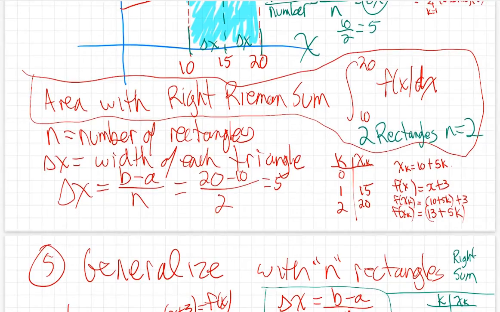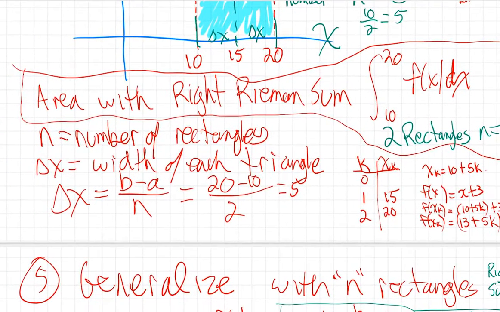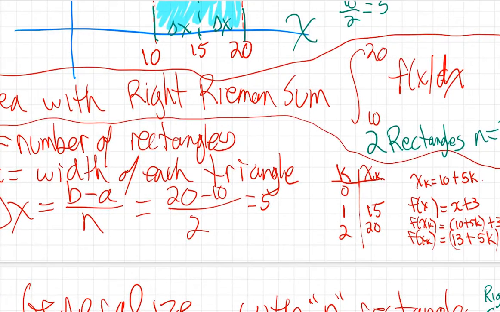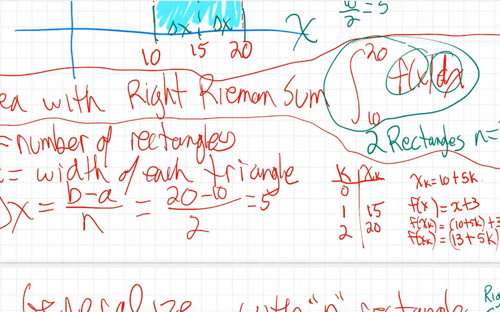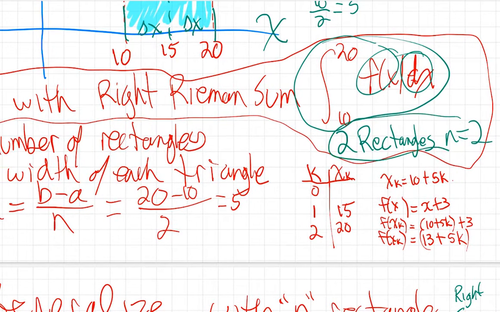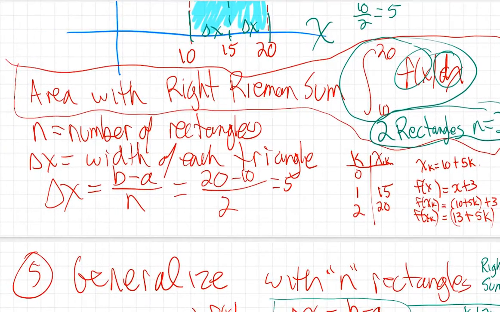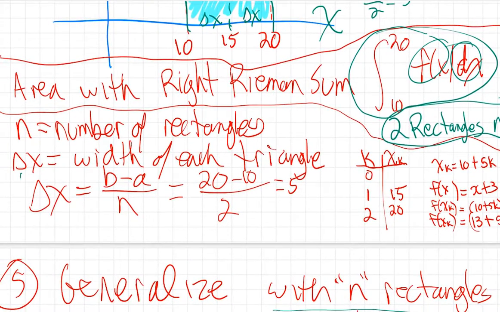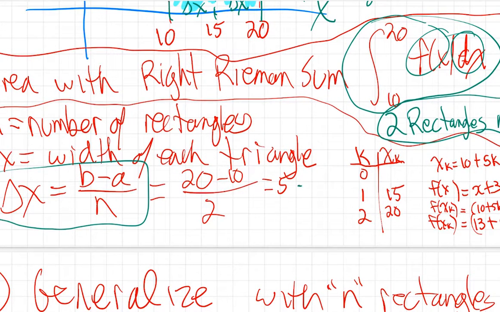I'm going to go through this process again with you. So we're going to do the area from 10 to 20 of f at x dx. As I said, we're doing 2 rectangles, n equals 2. So here's our formula to get delta x, b minus a over n. 20 minus 10 over 2 is 5. So that again is our delta x.